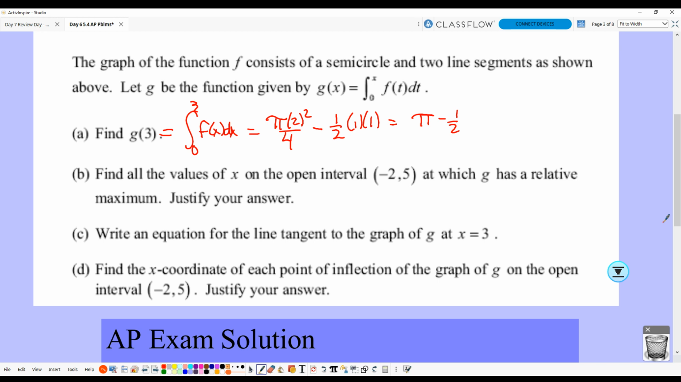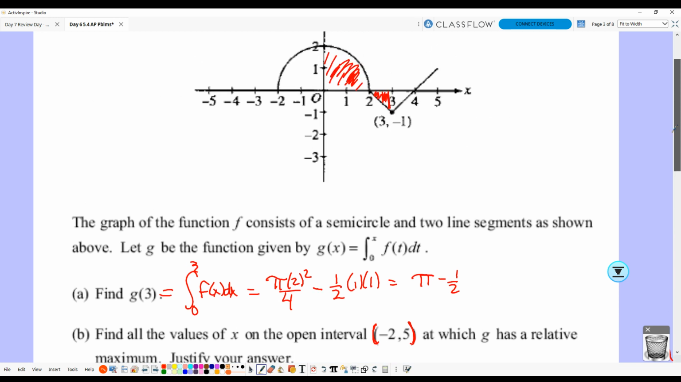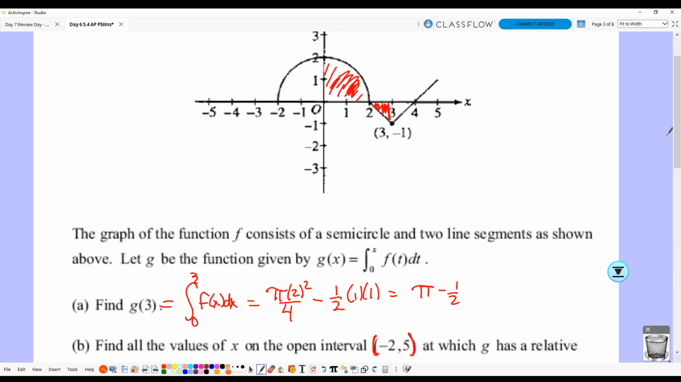Amalia, find all values over the open interval. People asked about open interval. Does that mean that if the maximum happens at 5, do we include it? No. Okay. So where are all the maximums between -2 and 5 open? So it would be when g prime of x changes from positive to negative. So you would have a relative max of x equals 0.